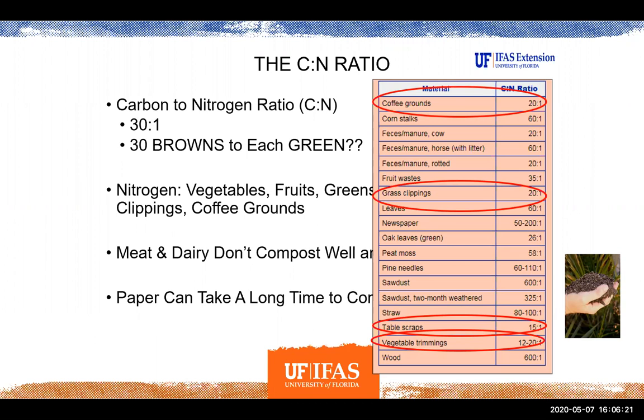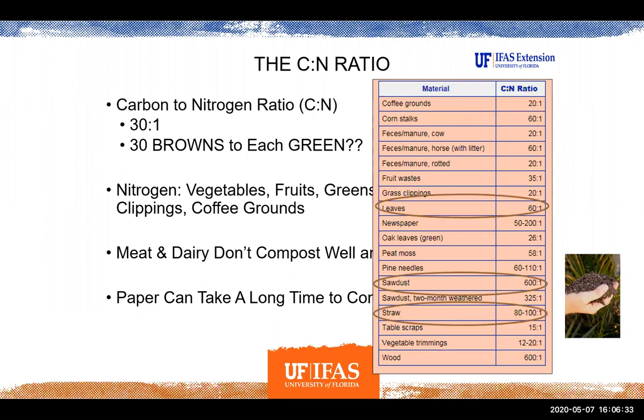So the first number that you see in the carbon column is going to be generally a lower number. The lower that number, the lower the ratio, therefore it's going to have more nitrogen content. If I circle a few of the browns here, look at the leaves, I have straw circled, sawdust, you can see the carbon to nitrogen ratio is much higher, 60 to 1, 80 to 1, 600 to 1.